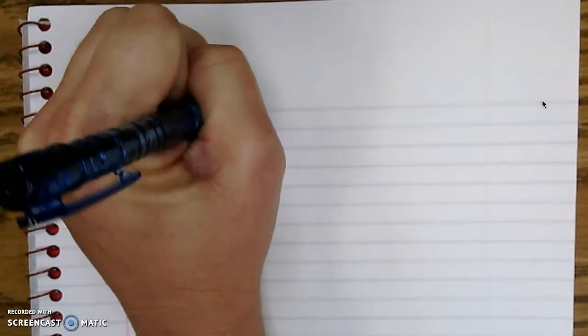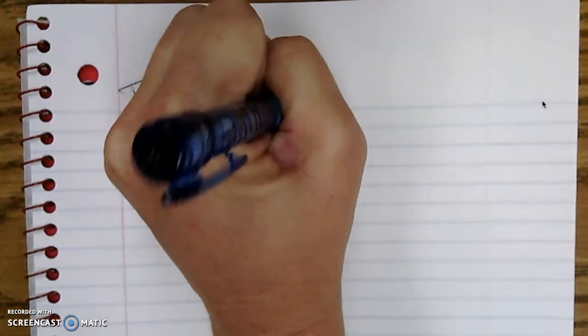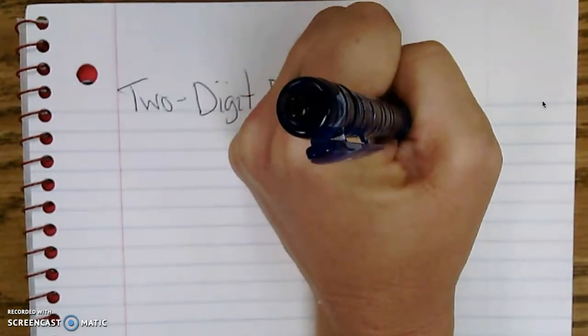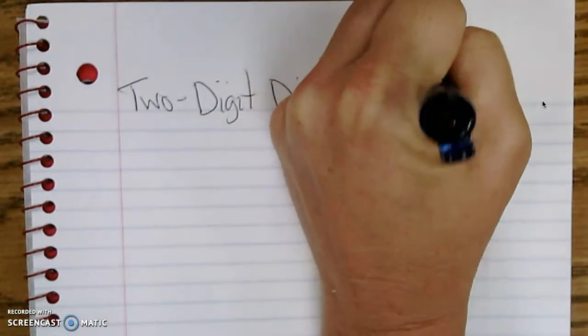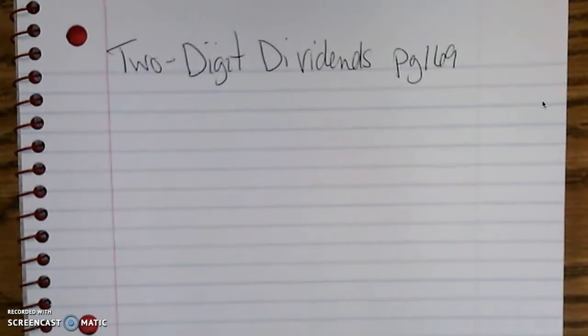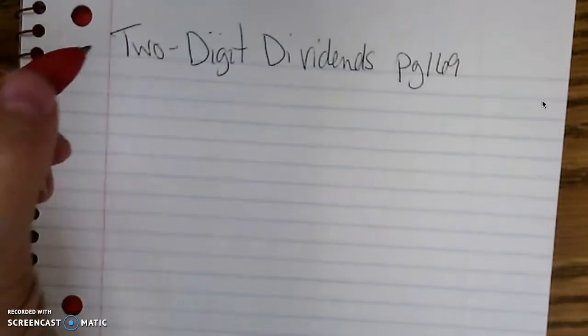Hello and welcome. Today we are going to be dividing with 2-digit dividends and 1-digit divisors. And this is from your math book, page 169. So first let's talk about what those numbers mean.